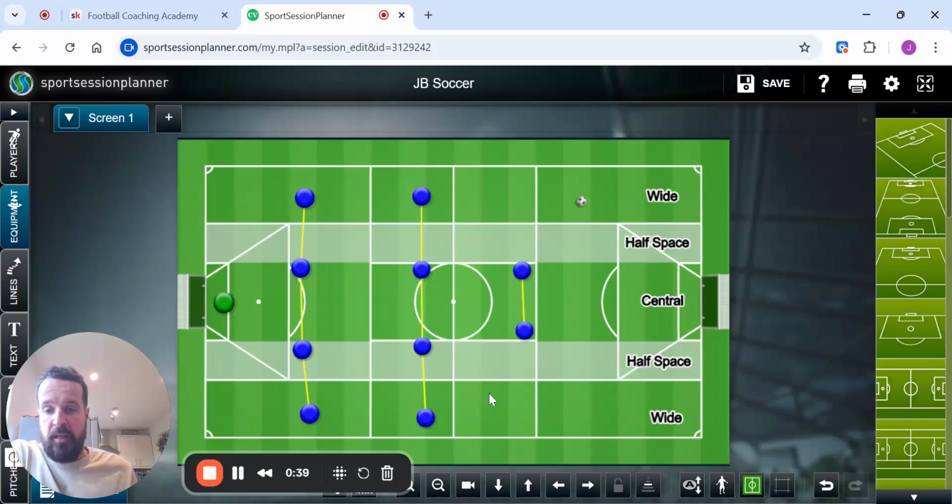So defending as a unit encompasses 2 things: horizontal width and vertical length. Okay, so what we want to be is compact. So I've put a 4-4-2 out here, and at the moment we're defending all of the pitch. Of course, we're the full width, and there's lots of gaps in between the lines.